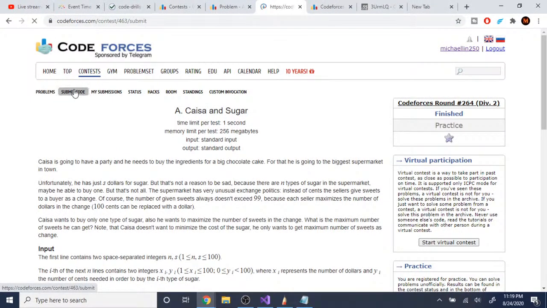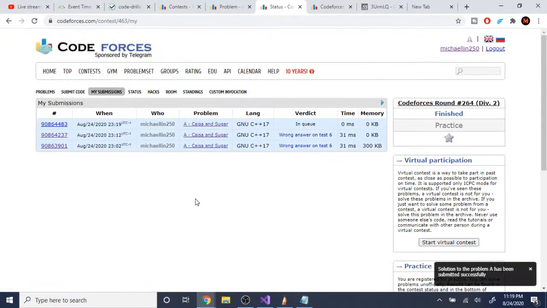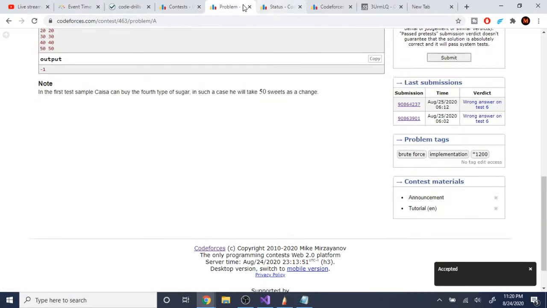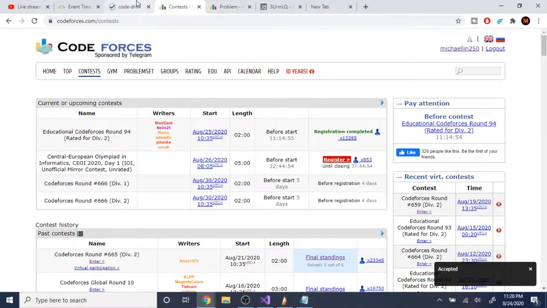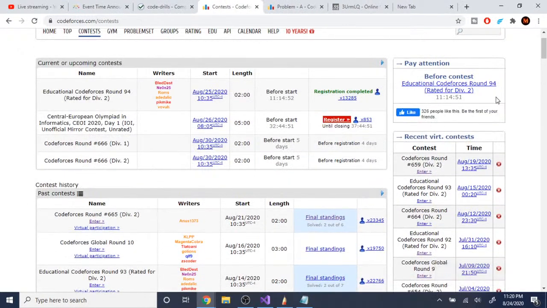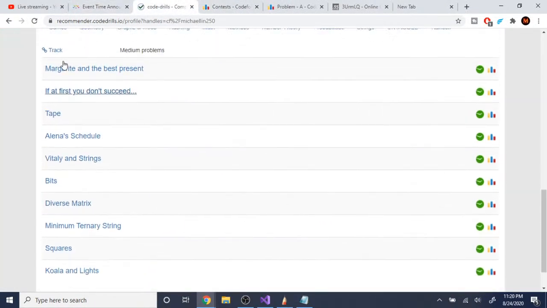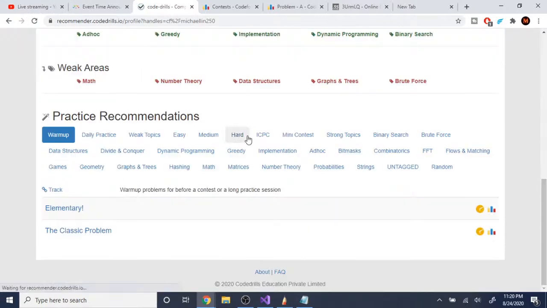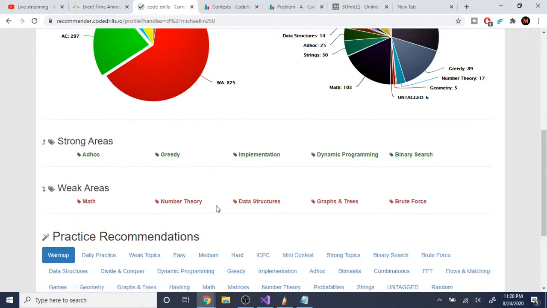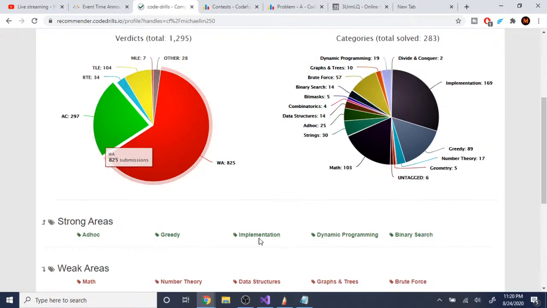So let's look at this and submit it. Let's see. Yeah, okay, so I got AC. Okay, let's see if we could do more problems. I feel like I haven't actually done as much problem solving. And there's going to be a round tomorrow, so that's good. So let's do some more medium problems. I do have issues with these: number theory, math, data structures, graphs, brute force. It's funny because the weak and strong areas always change for me.